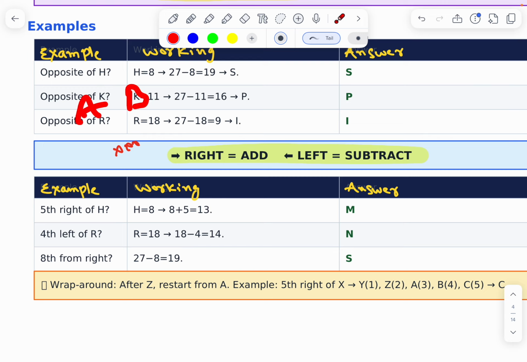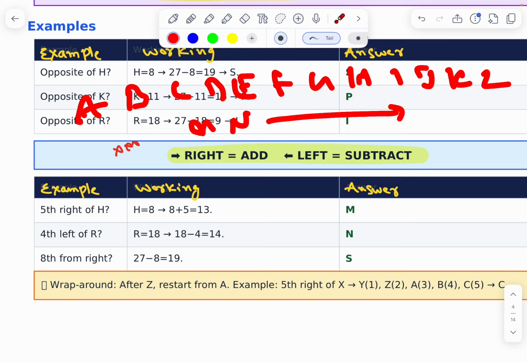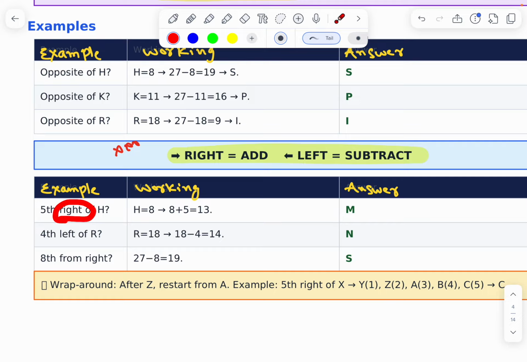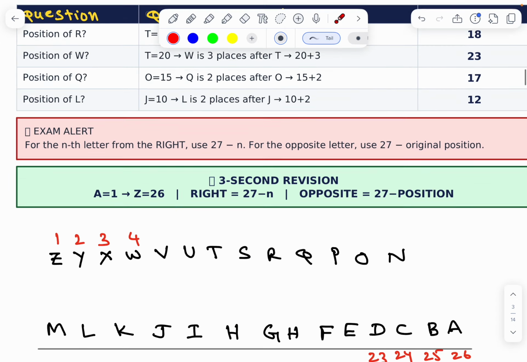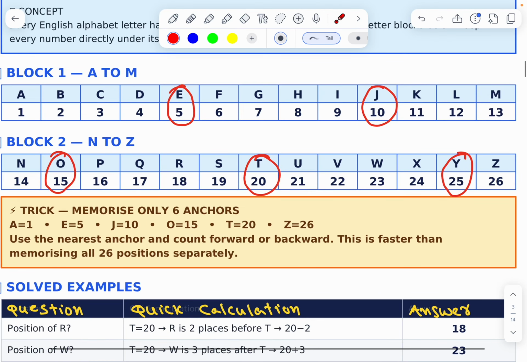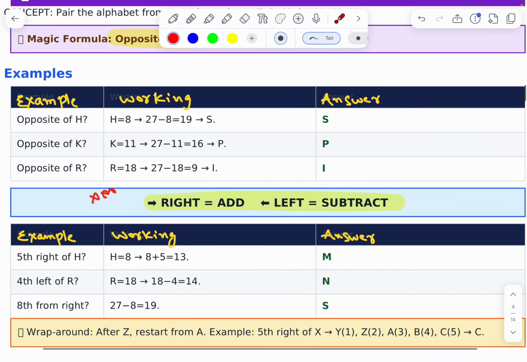Suppose you are writing A, B, C, D, E, F, G, H, I, J, K, L, M, N, O, P like this. Here this is H. What is the value of H? H is equal to 8. Then this is the right, so you add 5. Once again, here in this question they are giving right. First of all, write the value of H. After writing the value of H, add 5. 8 plus 5 is equal to 13. What is the letter for 13? You can observe here. 13 is equal to M. Therefore, M is the answer.